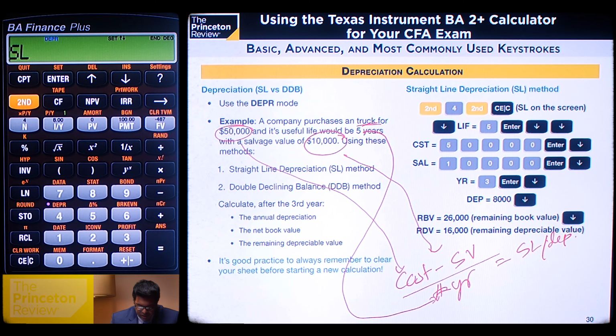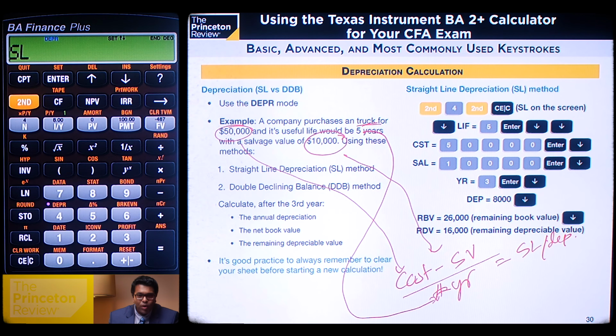Second, depreciation. It shows SL if you're doing a straight line depreciation. And guess again, how do we change it? Second, enter, second, enter. Look at this, double declining DB. Okay, the other two you don't need to know for CFA.